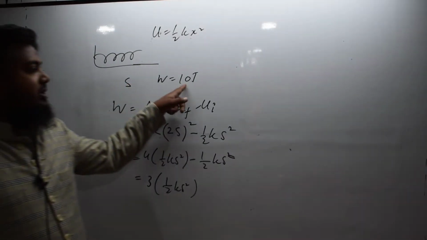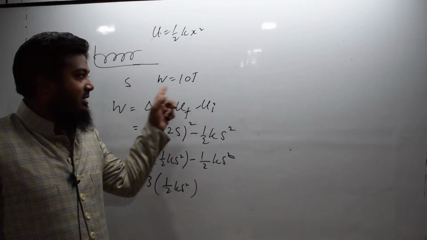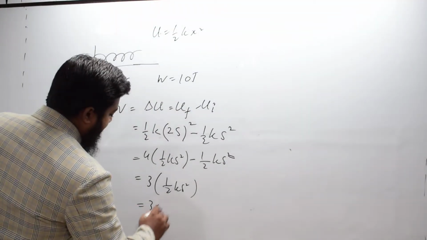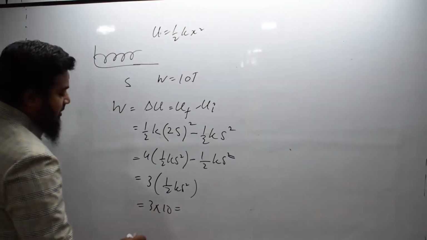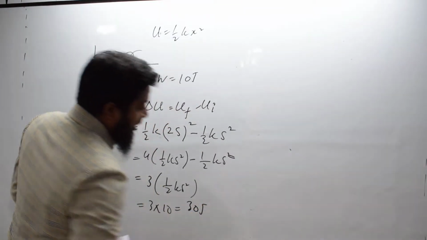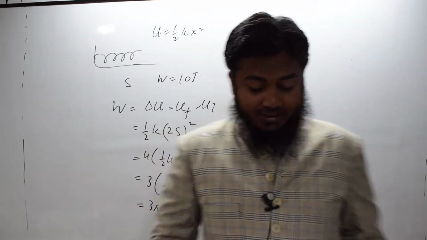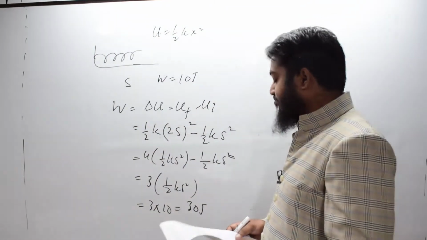It is given in the question, when it is displaced by a distance x, the work done is 10. So, for this you will write 10. So, it becomes 3 into 10, which is 30 joule. So, work done in stretching the spring by an additional distance s is 30 joule.